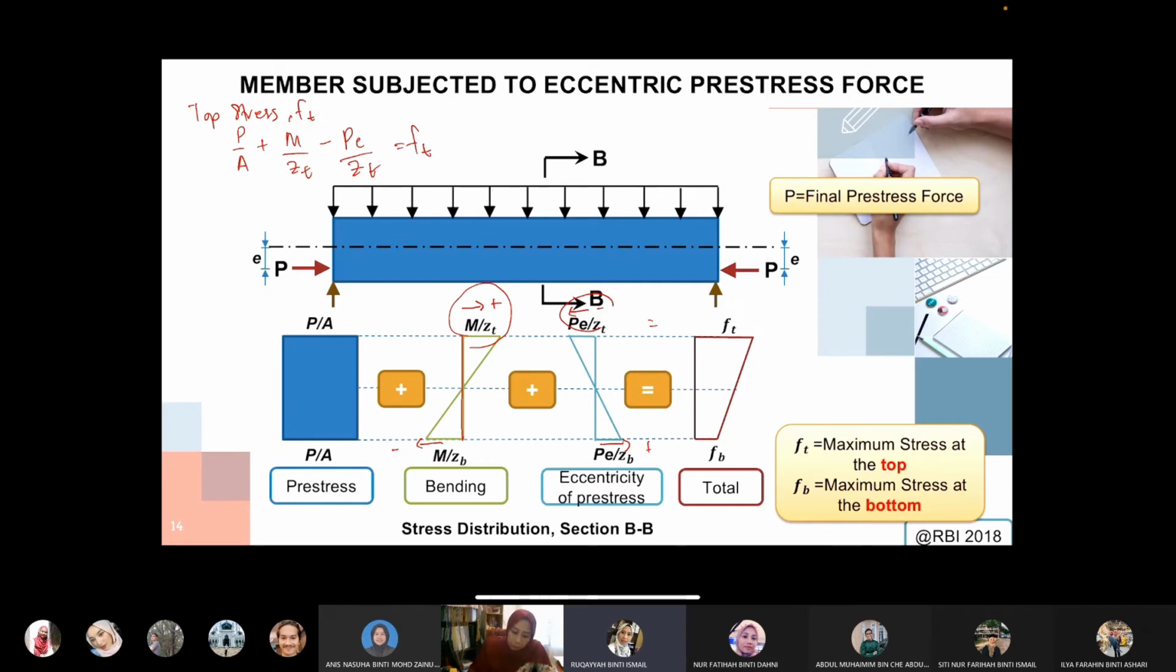Okay. So when you have bottom stress, you will write the same equation but with a different notation. You have P over A, then you have minus M over ZB, plus, because it's going to that direction to the right, plus PE over ZB, which is equal to the bottom stress.